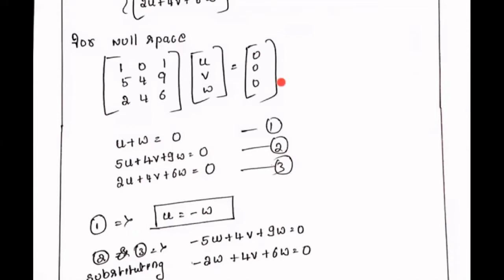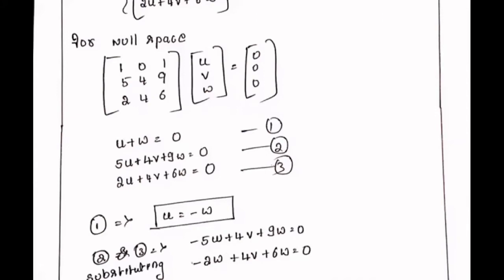What do you get? The same thing. Whatever we have written above, the same thing you'll get, but the right hand side will be 0. So u plus w, 5u plus 4v plus 9w, like that. You'll get three equations after doing the matrix multiplication. Now what they want is, what is the meaning of null space? All the possible cases of u, v, w that satisfy this equation, if you find them out, then it becomes the null space.